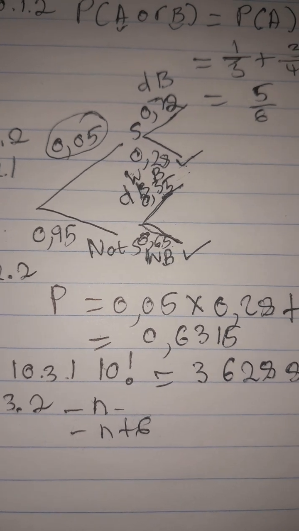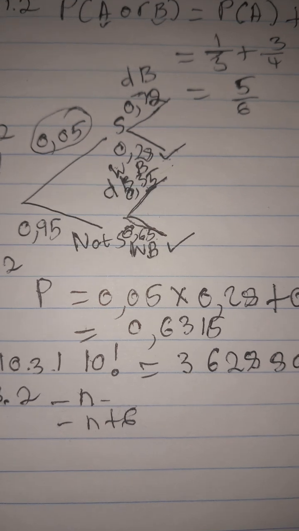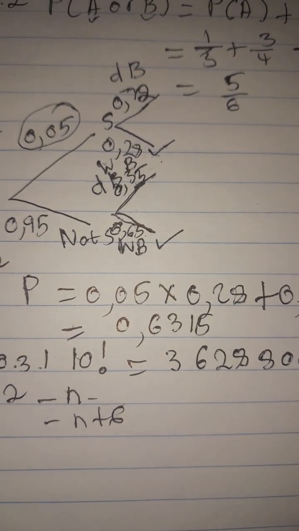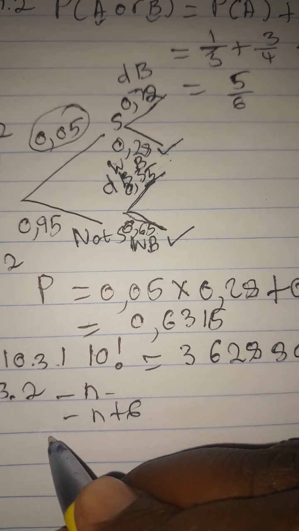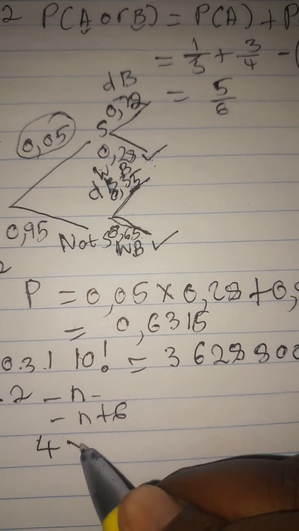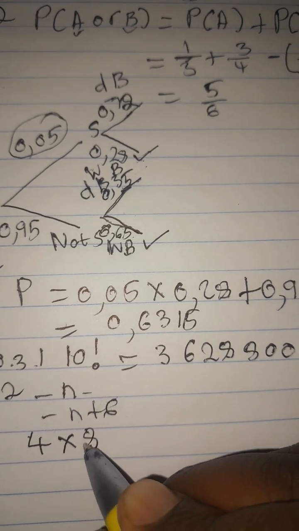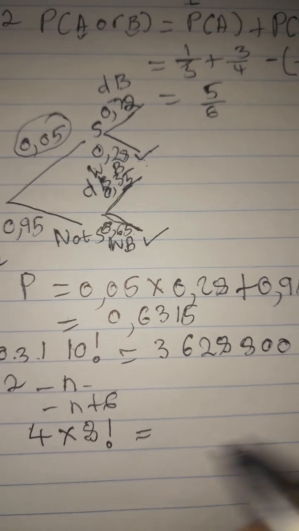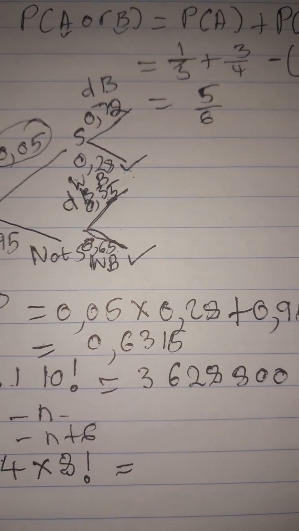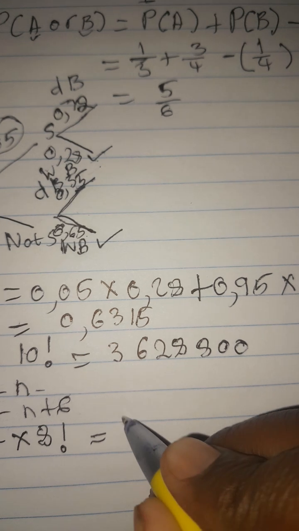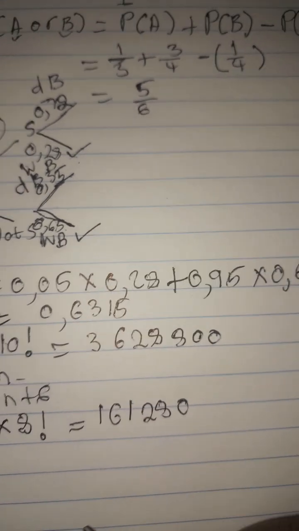So we have 10 factorial. If I say 10 minus 2, I'm left with 8 learners. When I arrange these 8 learners, I have 4 possible positions multiplied by 8 factorial. So what am I getting? 4 multiplied by 8 factorial will be 161,280, right?